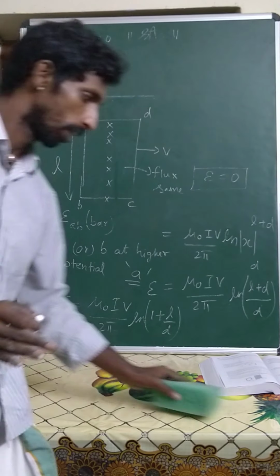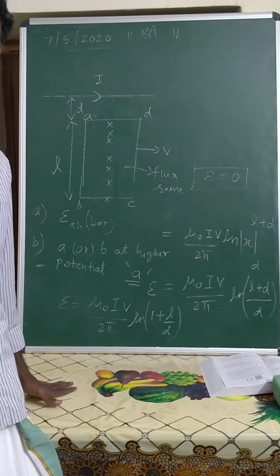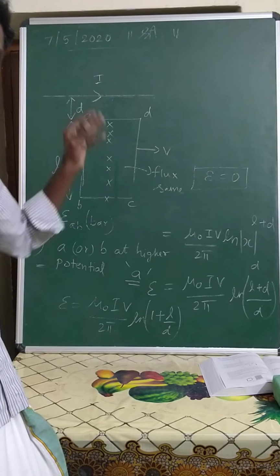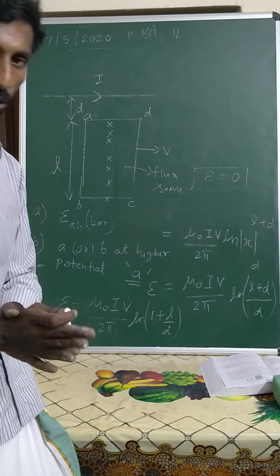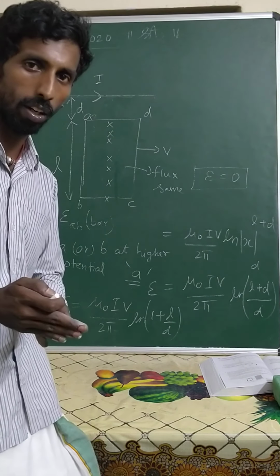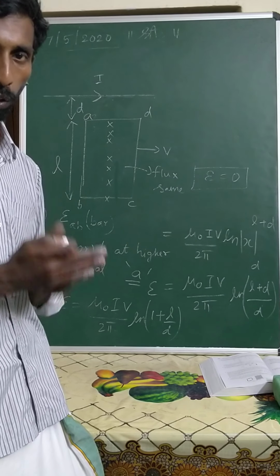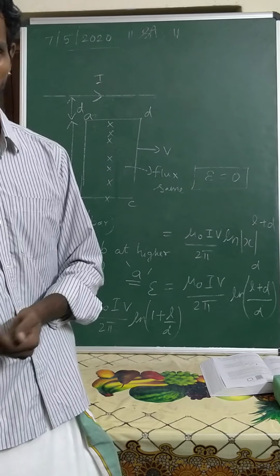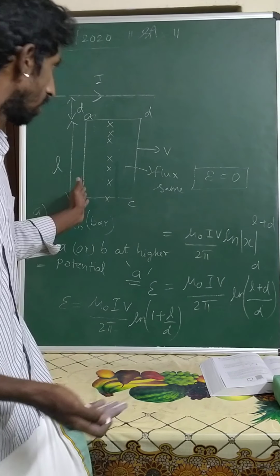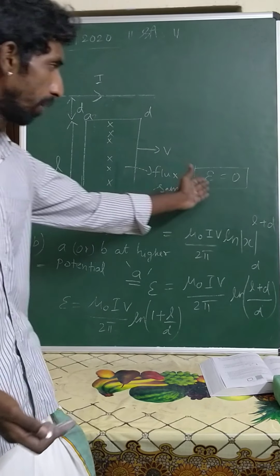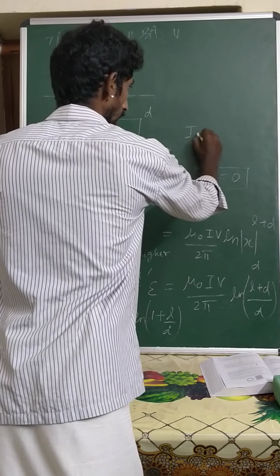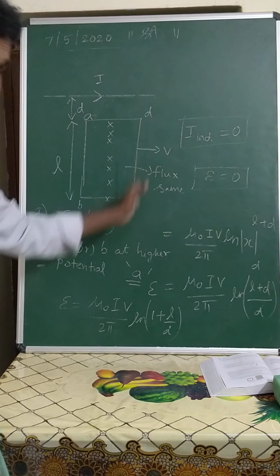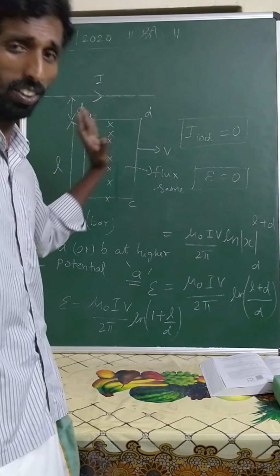Because in a loop, current will be induced and charge will move from one end to the other. This is a closed loop. A conductor wire is not a closed loop. So in a normal wire, charges are moved, so we don't talk about current. We say which end is at higher potential and which is at lower potential. But here, the induced current will be 0 because the EMF induced is 0. They are asking for the induced current, and the induced current is also 0 in this case.